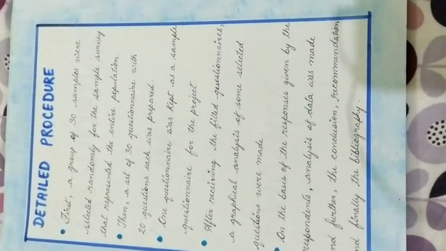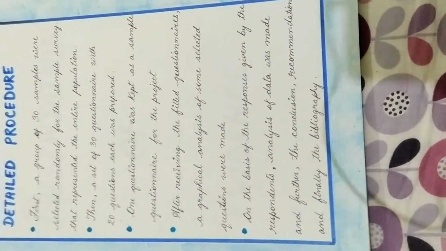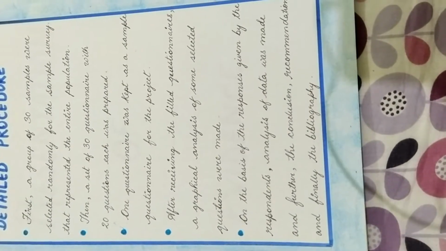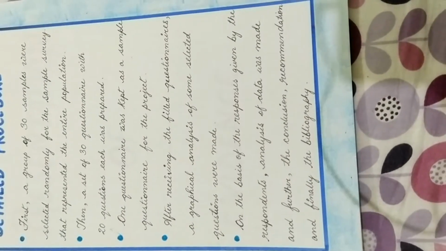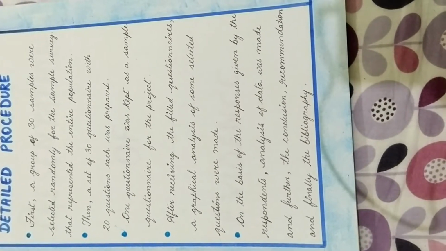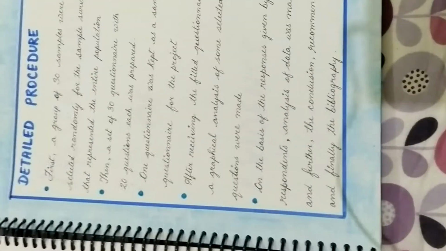Next, within methodology, you will have a detailed procedure. Step by step, you will write about the detailed procedure. You will mention that you took a total of 30 samples who were selected randomly, and these 30 questionnaires had 20 questions prepared. Yes, definitely you can add this line as well: one questionnaire was kept as a sample questionnaire for the project. After receiving the filled questionnaires, a graphical analysis of some selected questions was made, and on the basis of the responses given by the respondents, analysis of data was done, and further the conclusion, recommendation, and finally the bibliography. So this is the detailed procedure.